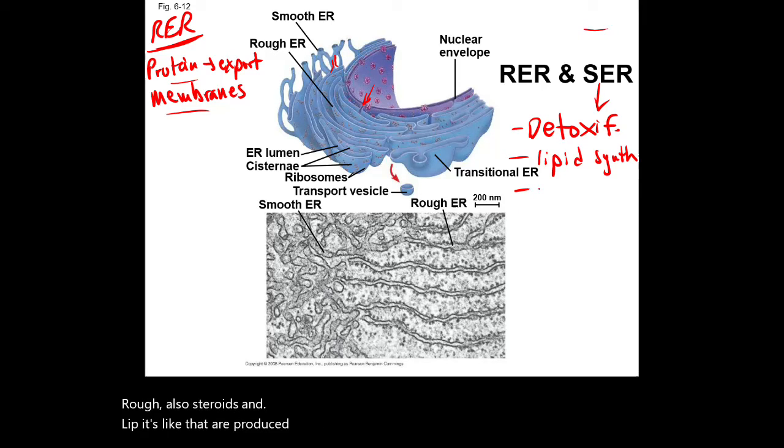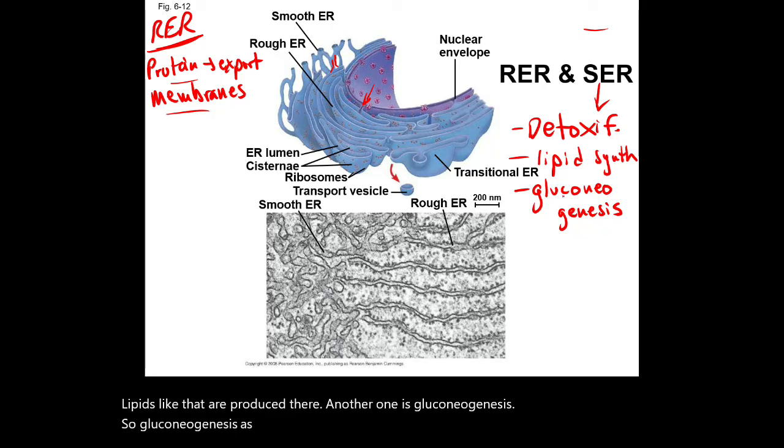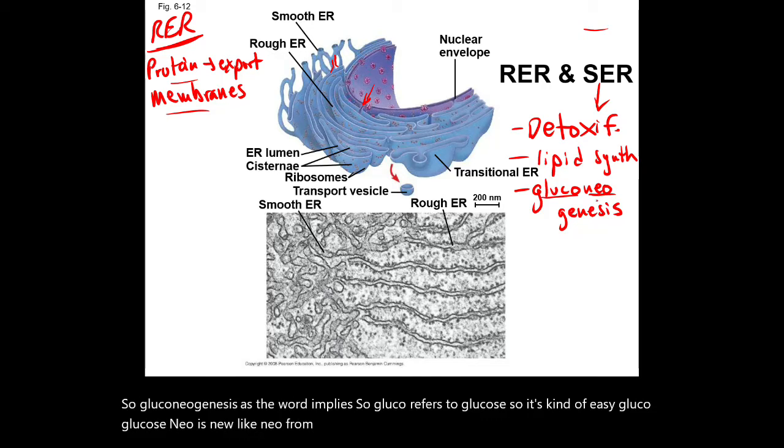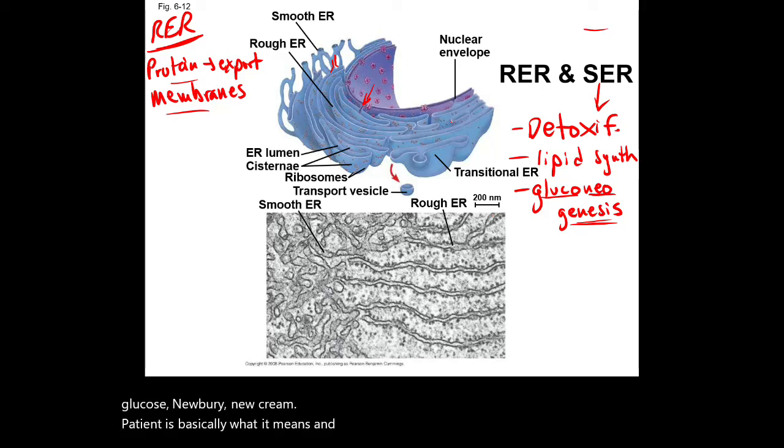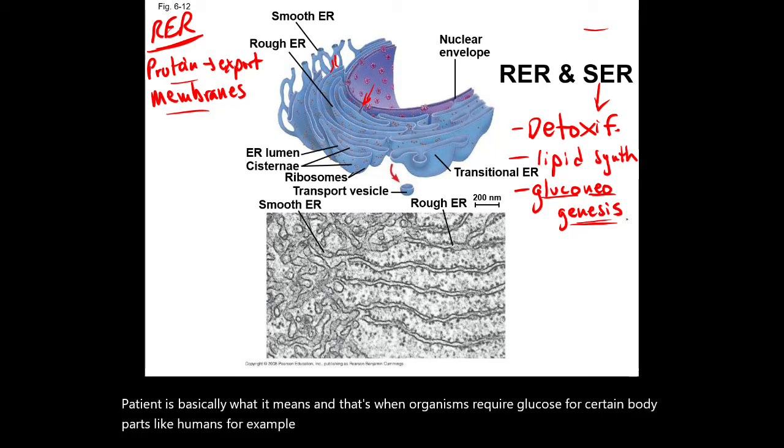Another one is gluconeogenesis. So gluconeogenesis, as the word implies, gluco refers to glucose. So that's kind of easy, glucose. Neo is new, like Neo from the Matrix. Okay, so Neo is new, and genesis is creation. So it's glucose, new creation, is basically what it means, and that's when organisms require glucose for certain body parts. Like humans, for example, the brain can only use glucose to function.